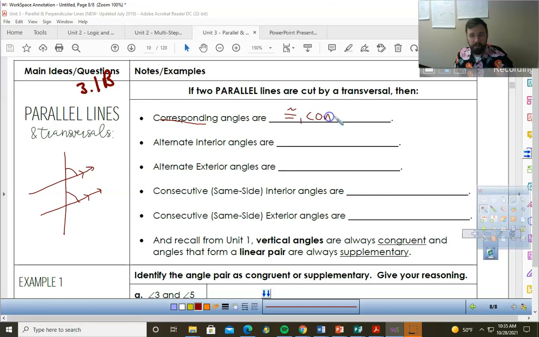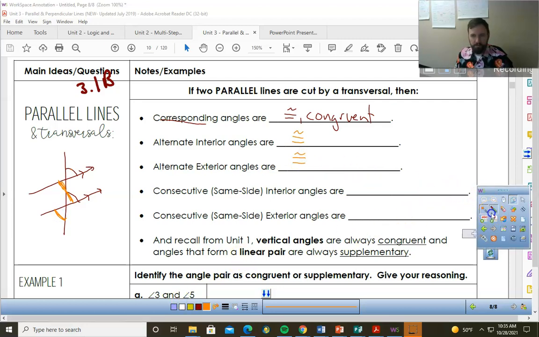Right? And look at them. If they look the same, they probably are. Something else neat that comes up: alternate interior angles, so this angle and this angle are also congruent. Alternate exterior angles, these two, are also congruent.